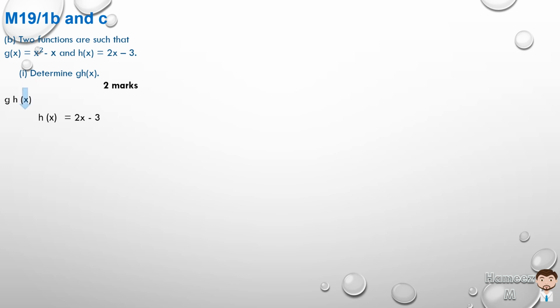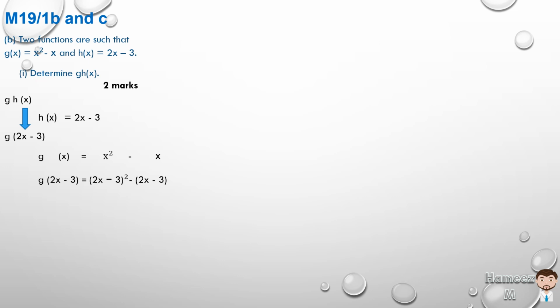So let's show that with the blue arrow coming down that we're going to replace it and write g of 2x minus 3. And we have the function. Let's rewrite that. From above, g of x is equal to x squared minus x. And we want to find g of 2x minus 3. So wherever we have x, we're going to substitute it for 2x minus 3. So that's going to give us (2x minus 3) squared minus (2x minus 3).